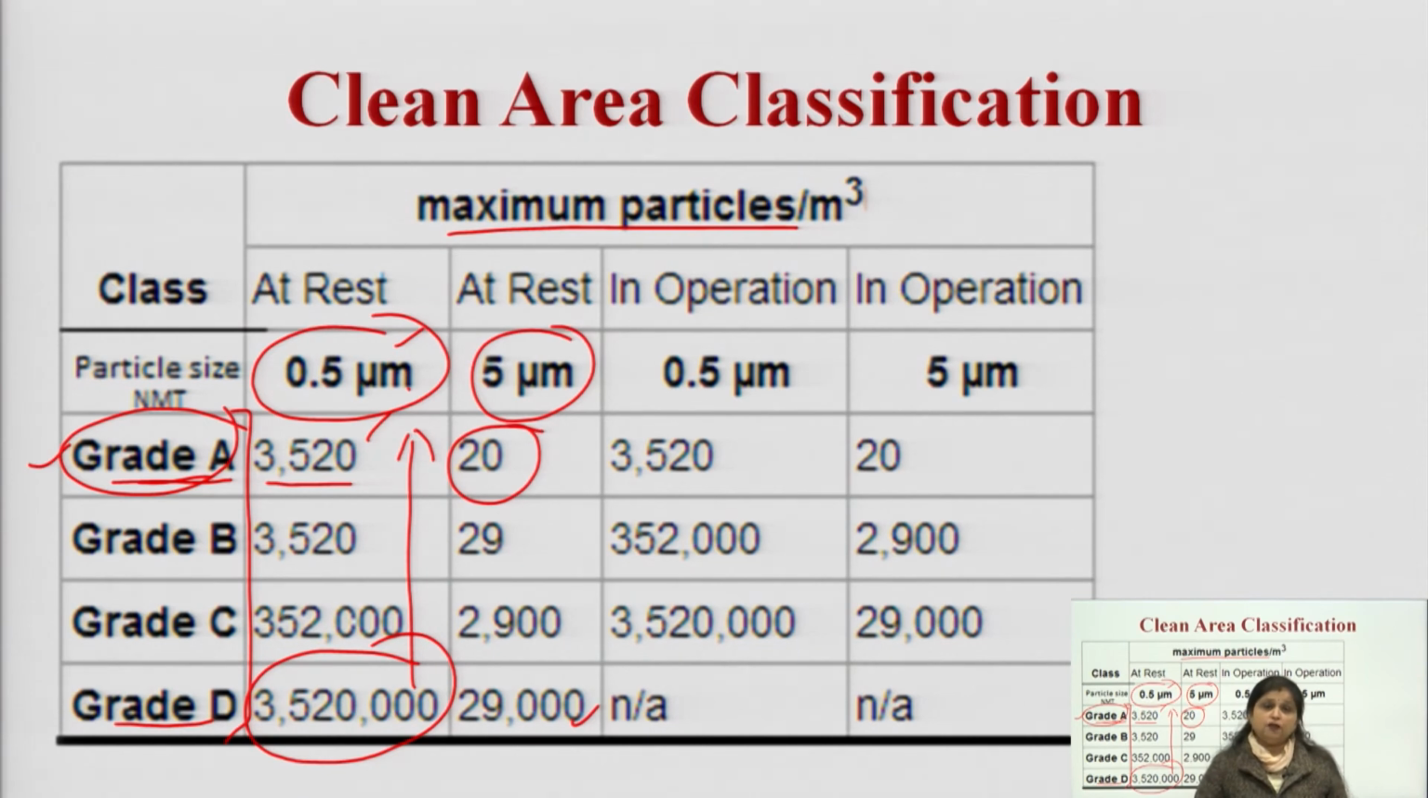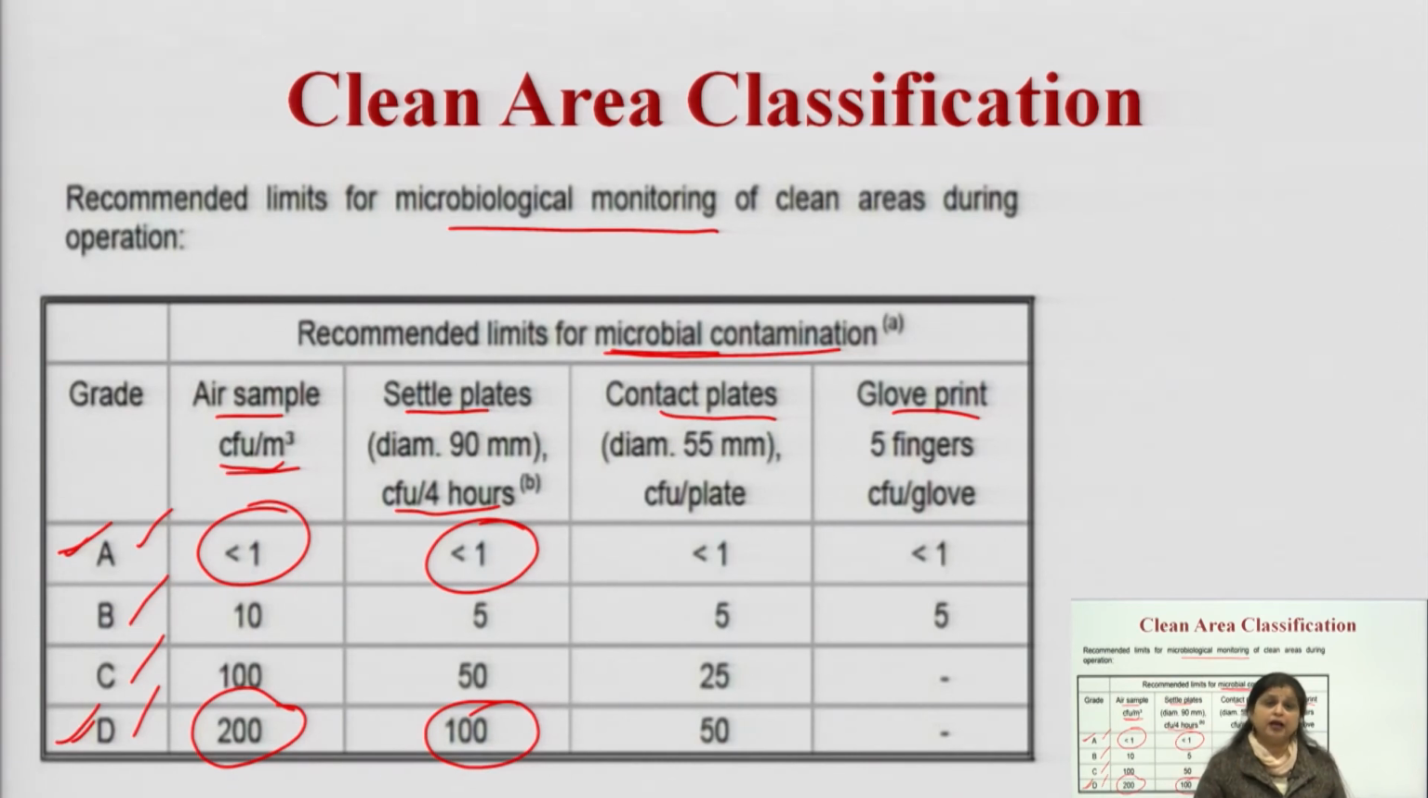On the basis of this we can categorize our clean area, that is grade A, grade B, grade C, depending upon the number of particles present within the environment and the number of microorganisms present within the environment. By various techniques we can analyze, like the settle plate technique, the contact plate technique, and the glove print method. We can do the microbial monitoring, and after finding out how many microorganisms and how many dust particles there are, we can categorize that particular area and specify its grade, whether it is grade A, grade B or grade C.